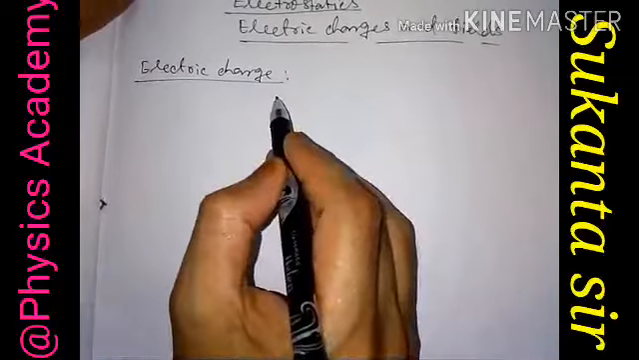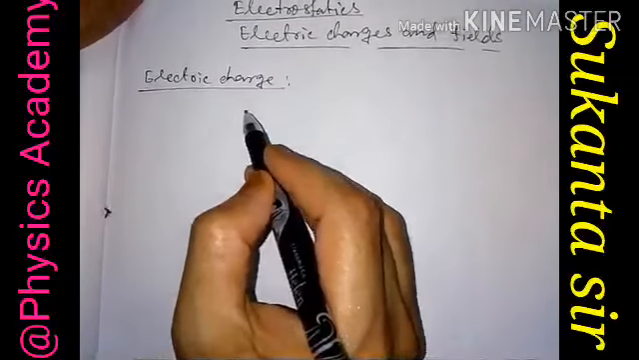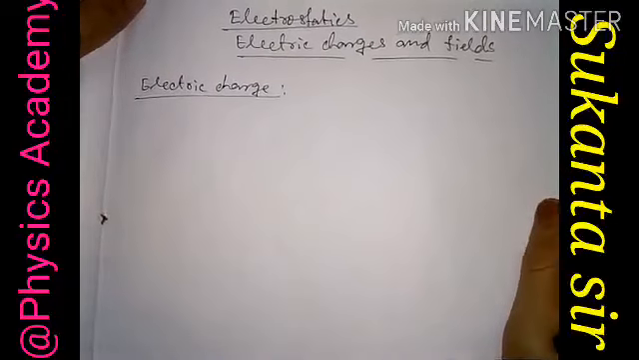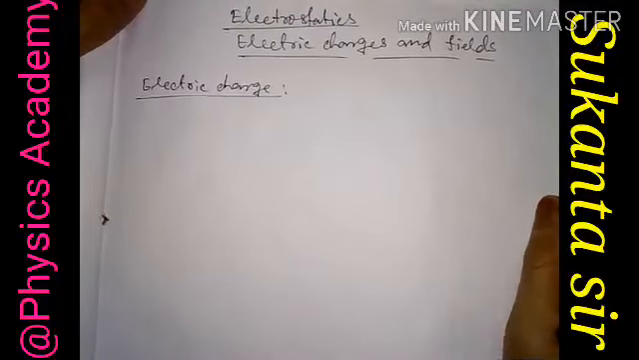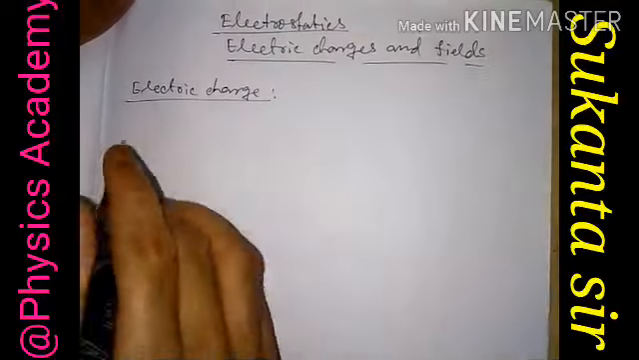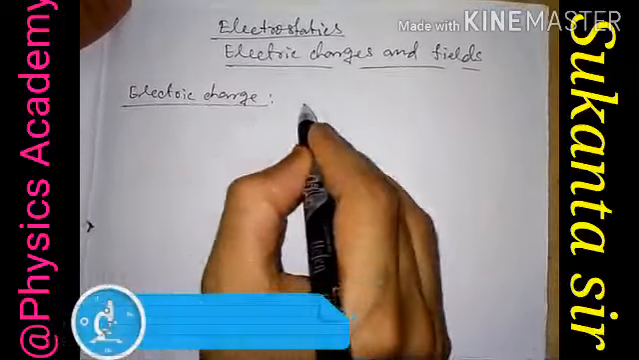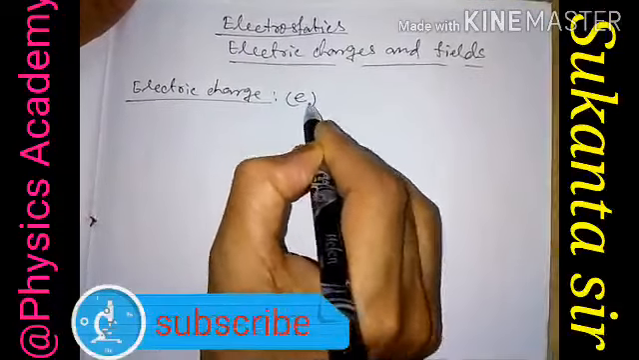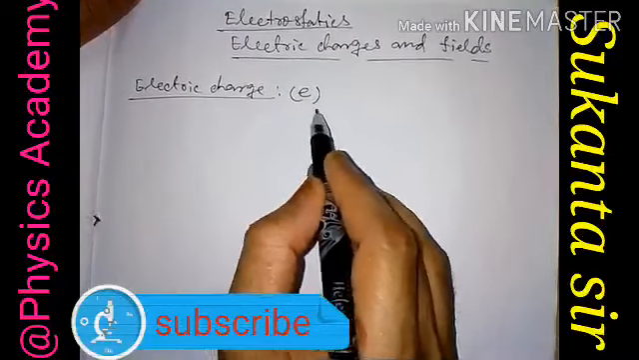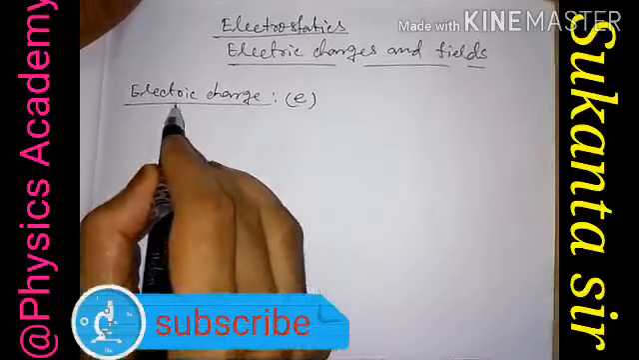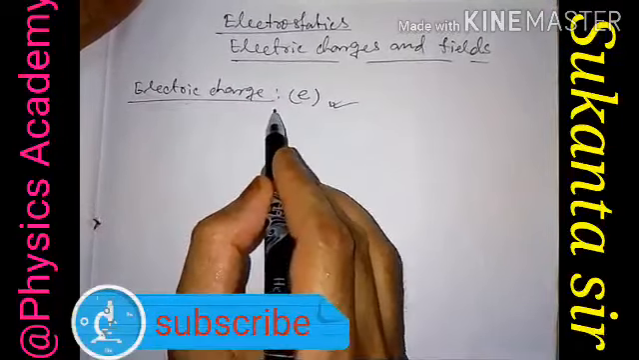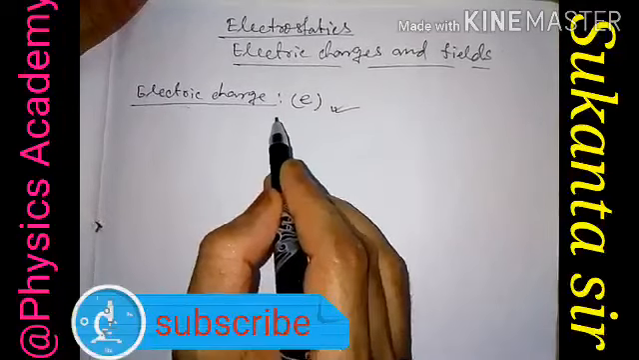Electric charge is a property of the elementary particles of matter, which gives rise to electric force between the various objects. It is denoted by small e. When this charge is acquired by any object, then it has the capability to attract another object.